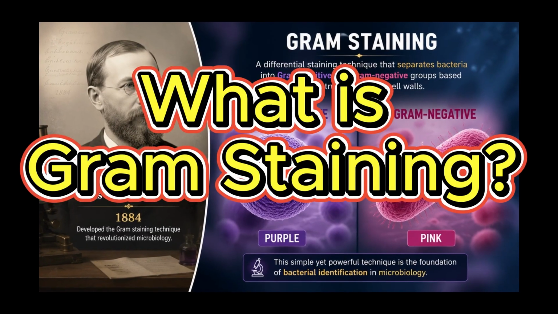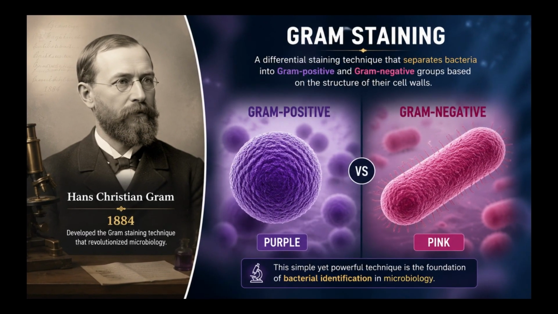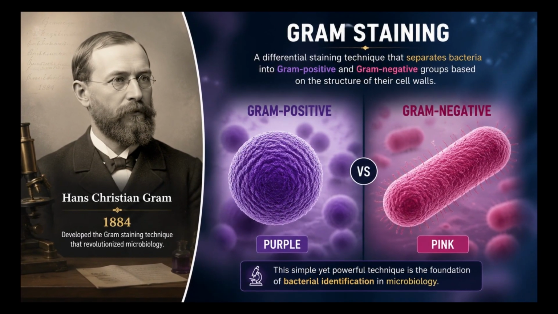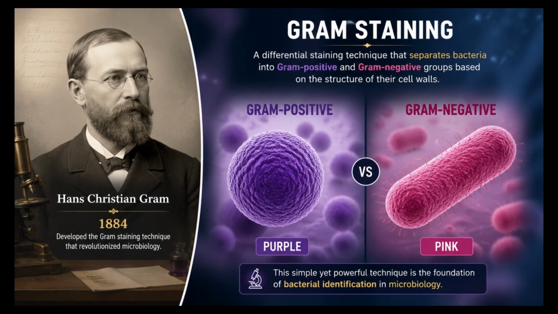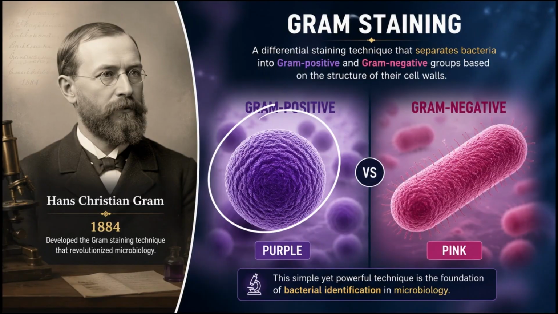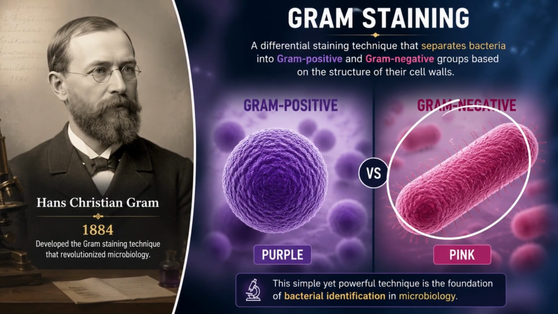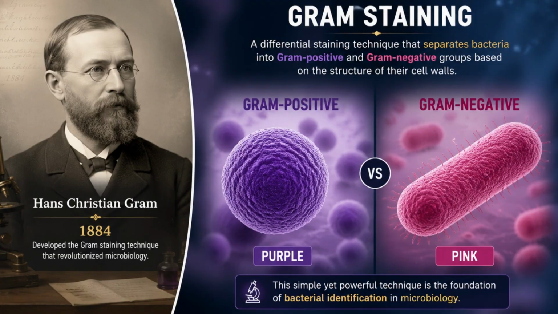What is gram staining? Gram staining was developed by the Danish bacteriologist Hans Christian Gram in 1884. It divides bacteria into two major groups, gram-positive bacteria, which appear purple, and gram-negative bacteria, which appear pink after staining. This difference is due to variations in the structure of their cell walls.